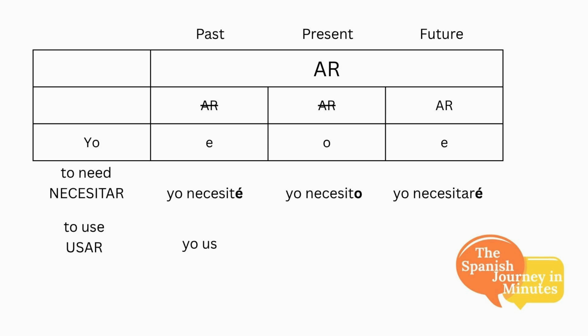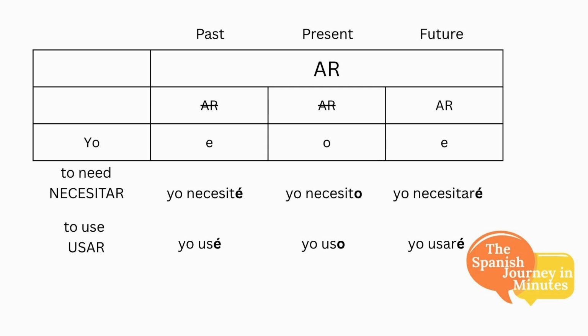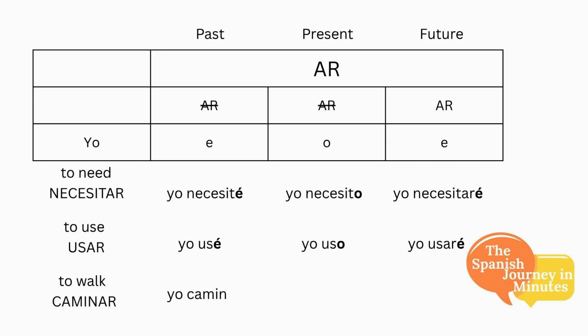Let's practice using to use. Usar. So yo usé, past tense. Yo uso, present tense. And you keep the whole word when you are conjugating in future tense and you add the letter E, right? So yo usaré. One more. Let's use to walk. Caminar. So yo caminé. Yo camino. And yo caminaré.